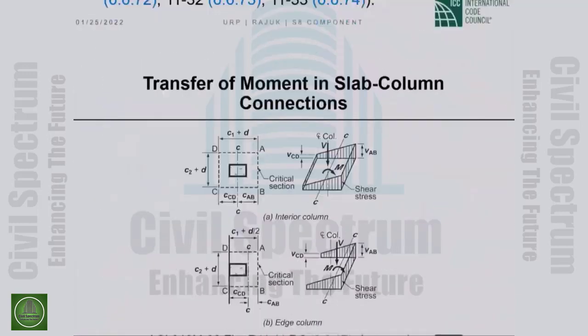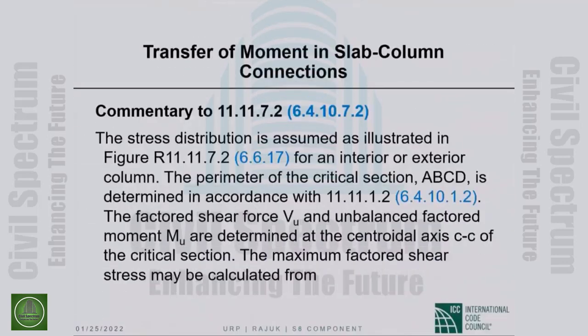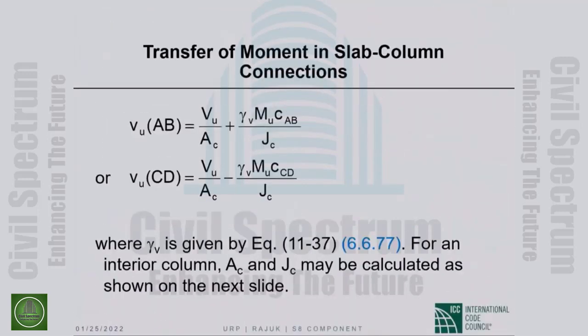I showed you numbers yesterday, so that should be still fresh on your minds. Okay. So what is shown on this picture we have discussed already. So this is the combined shear stress due to direct shear and the unbalanced moment transfer. The stress distribution is assumed as illustrated in the figure that I just showed you for an interior or exterior column. The perimeter of the critical section ABCD is determined. I think this you can read. Okay. So this is to make it more specific, if you like.